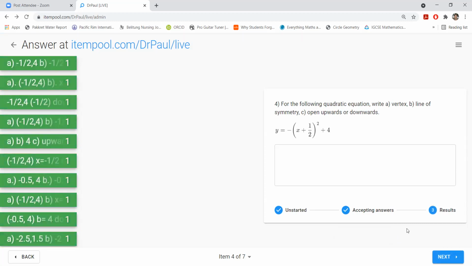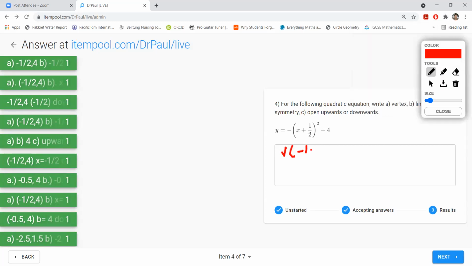Yep, so minus a half, 4. So you've got x plus a half. So this sign has to change. So your vertex is going to be minus a half and 4. Your line of symmetry will be x equals minus a half, which is from this number here. And it will open down because of the negative in the front here. That will make your graph upside down. So open down.